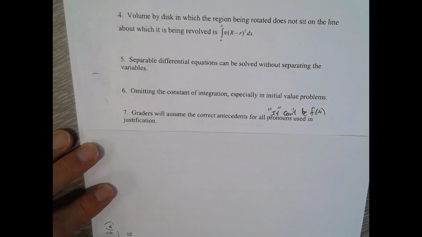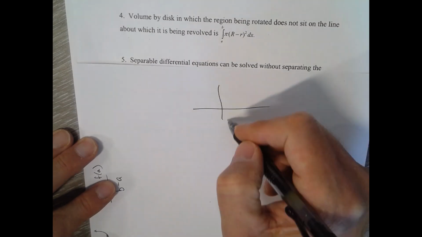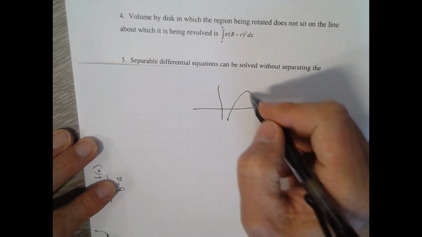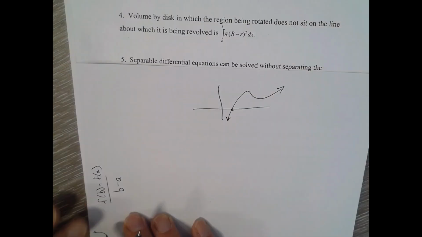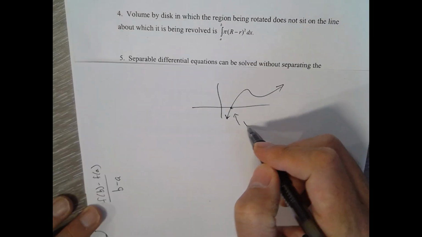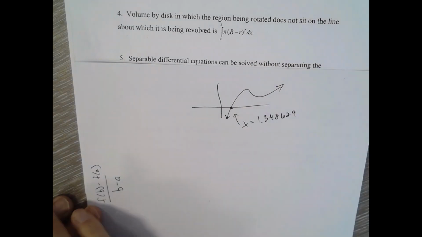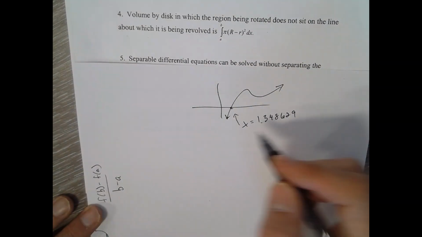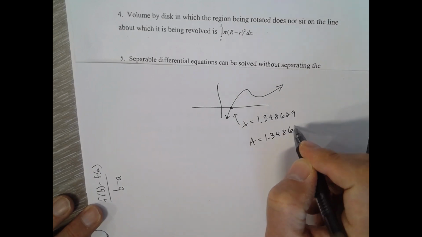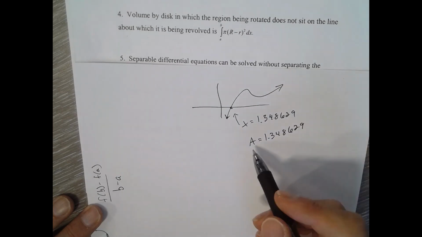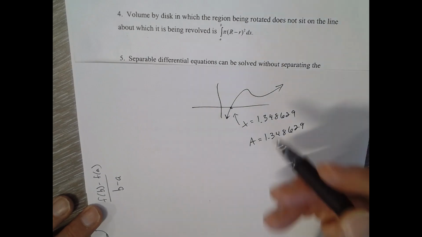Another thing, before I forget: let's say we wanted to find where the function crossed the x-axis, so you have to find the zero or the x-intercept, and say it's x equals 1.348629 or whatever. If the test says find a, you don't have to write that every single time. You can just say a, because it's already been defined on your paper.